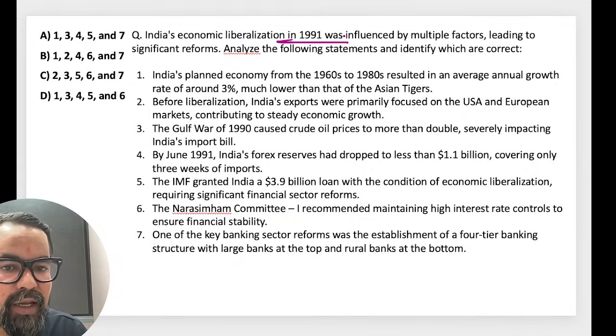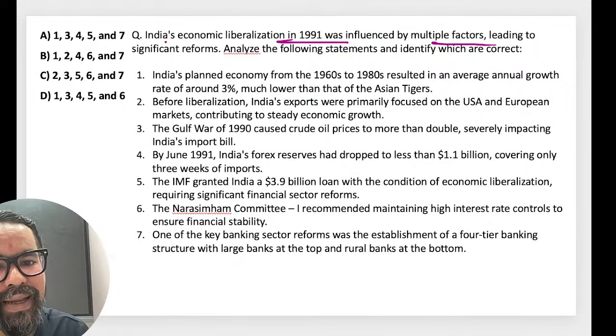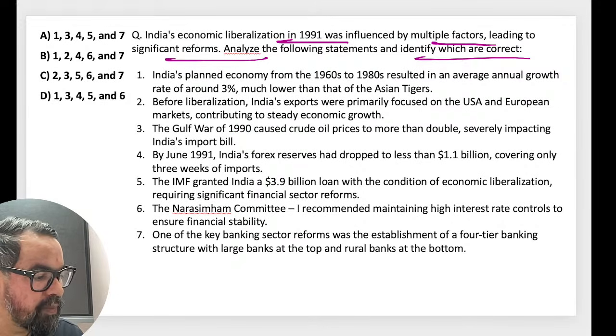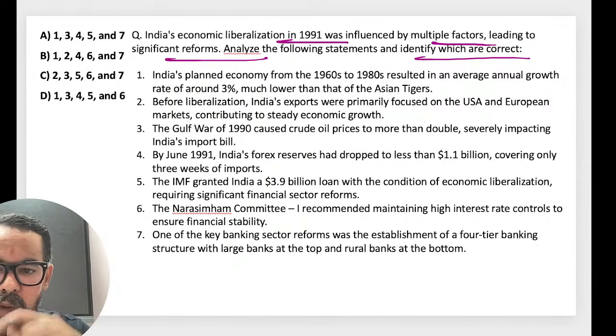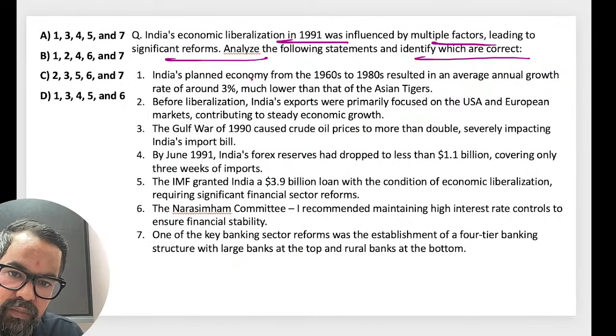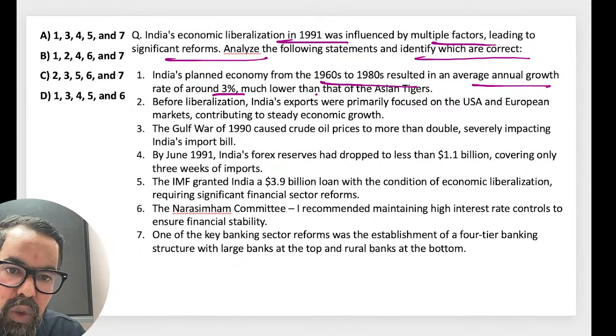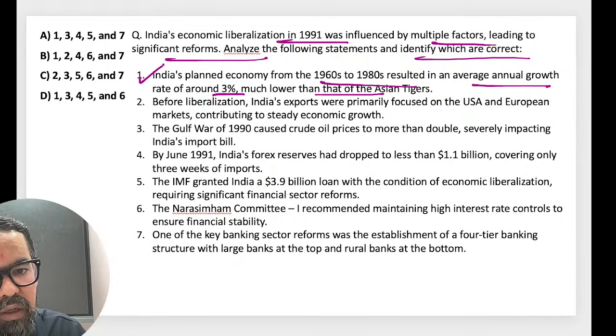India's economic liberalization in 1991 was influenced by multiple factors leading to significant reforms. You have to analyze the statements and find out the correct statement. ठीक है? Let's try. India's planned economy from 60 to 80 resulted in average annual growth of 3, which was lower than Asia. ठीक है? So that's why this period was called the Hindu rate of growth. Krishna sir, that we have discussed earlier also. So the first statement seems correct.